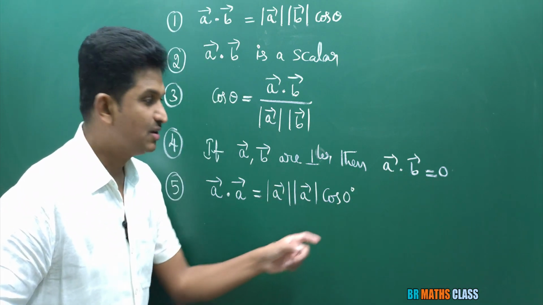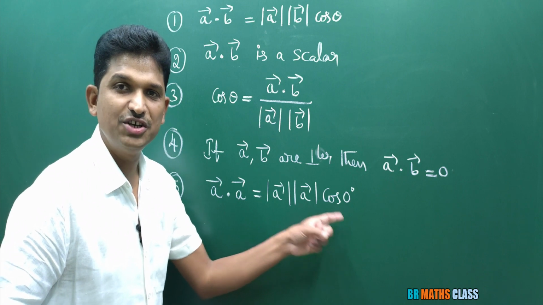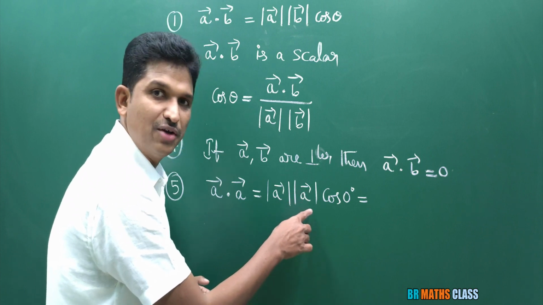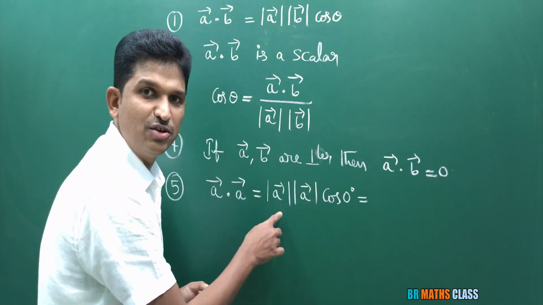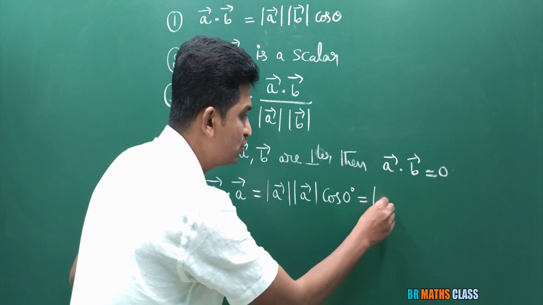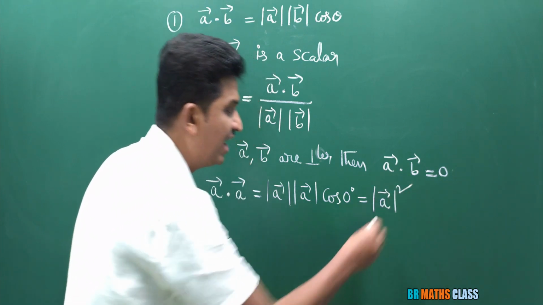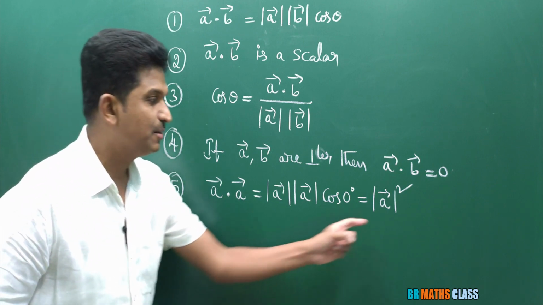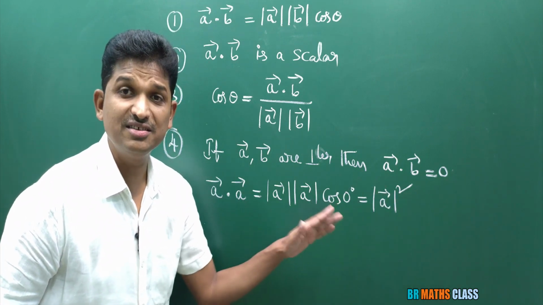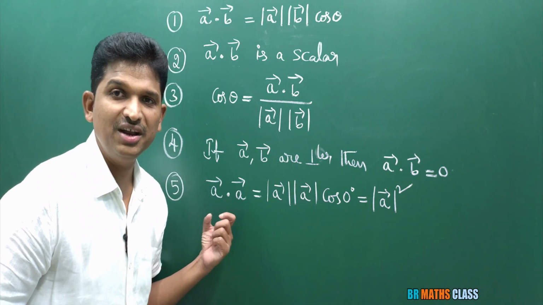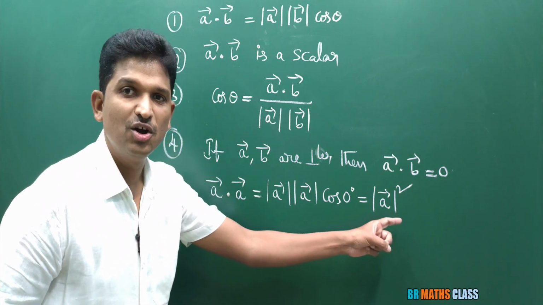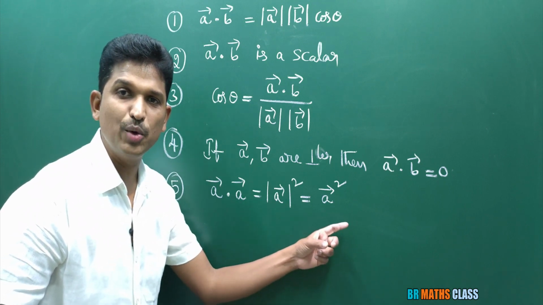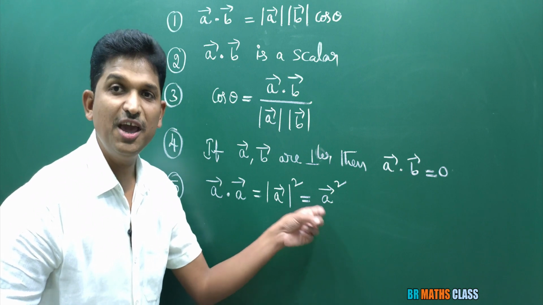Okay. If I simplify this, what is cos 0 degrees value? Cos 0 degrees value is 1. So what you will get? Magnitude of A bar into magnitude of A bar into 1. Magnitude of A bar into magnitude of A bar is what? That is magnitude of A bar whole square. So A bar dot A bar is magnitude of A bar whole square. This is an important point. Sometimes we will write A bar dot A bar as A bar square also. So from now onwards, A bar square means what?